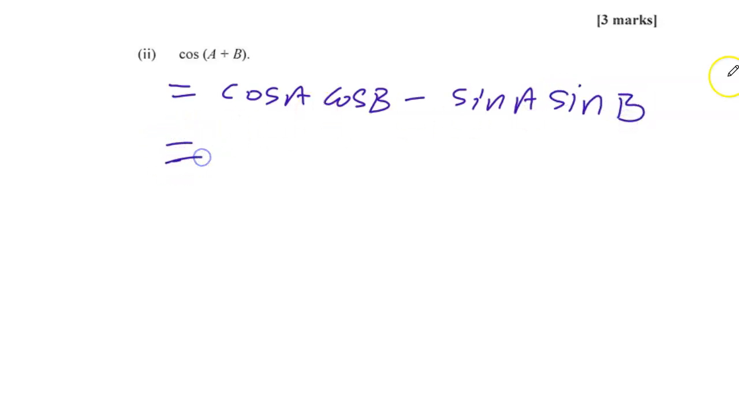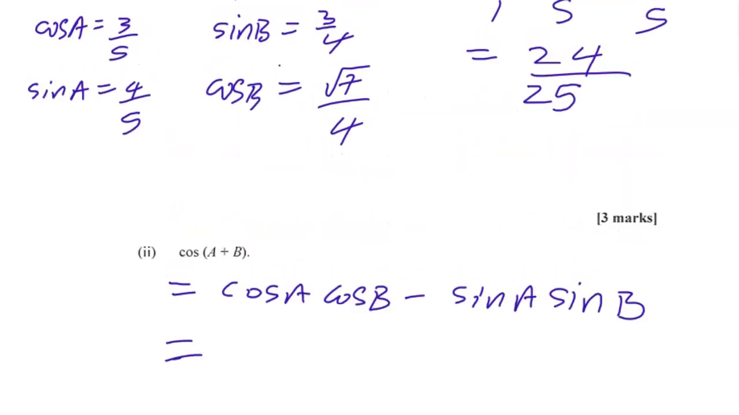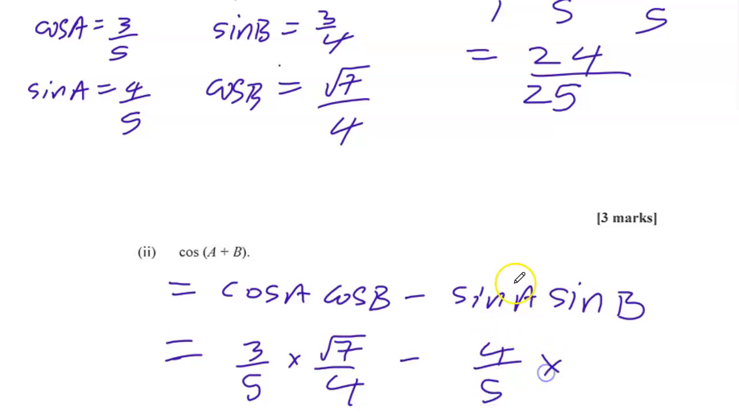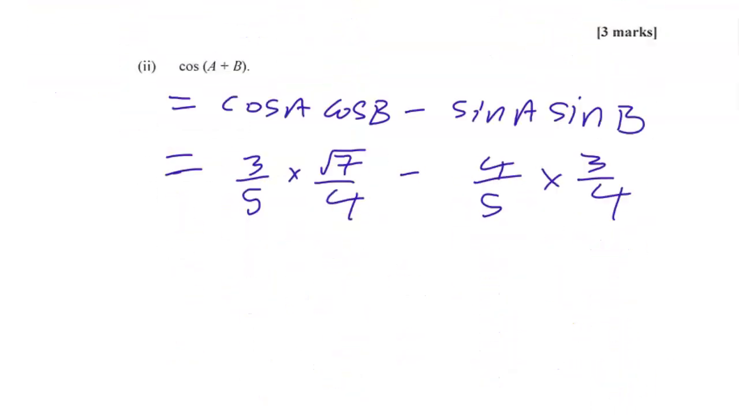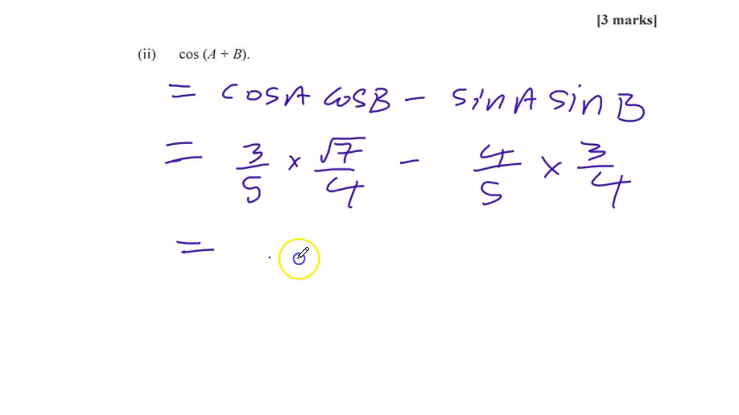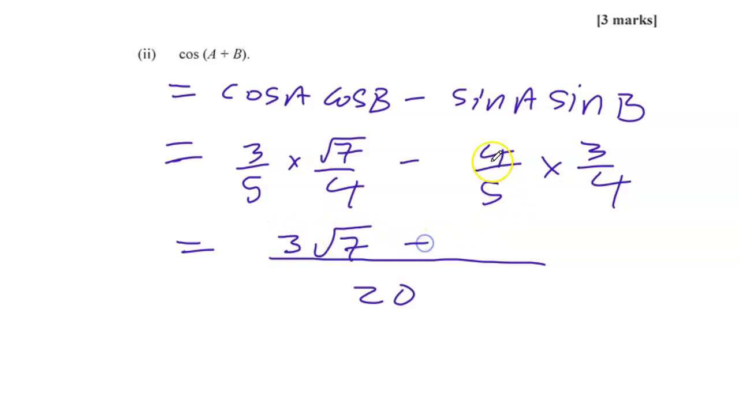Now what was cos A and cos B? Cos A was 3/5 and cos B was root 7 upon 4, minus sine A, 4/5, and sine B was 3/4. Notice both of them have the same denominator of 20, so we can put everything over 20, right? So 3 times root 7, that's 3 root 7, minus 4 times 3, that's 12. Of course we can leave our solution like that.